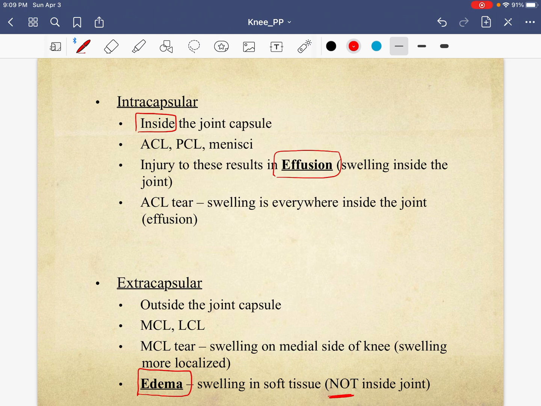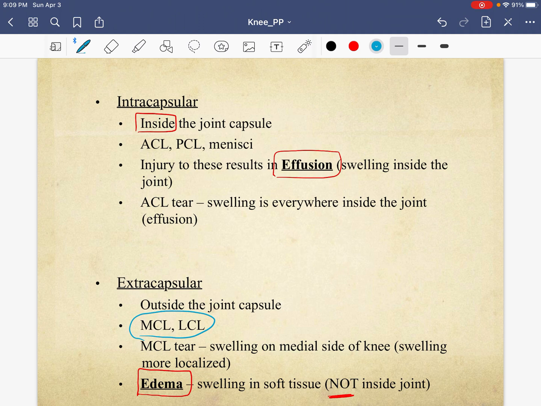Extracapsular refers to structures outside of the joint capsule. In the knee, we're talking about the collateral ligaments. Even though the MCL kind of blends in with the joint capsule, it is superficial to it. So these are extracapsular, and this means that if you have an injury to either one of these, your swelling is going to be localized. With an MCL tear, they're going to have swelling on the medial aspect of the knee. It's not inside the joint. So make sure you review all of those.